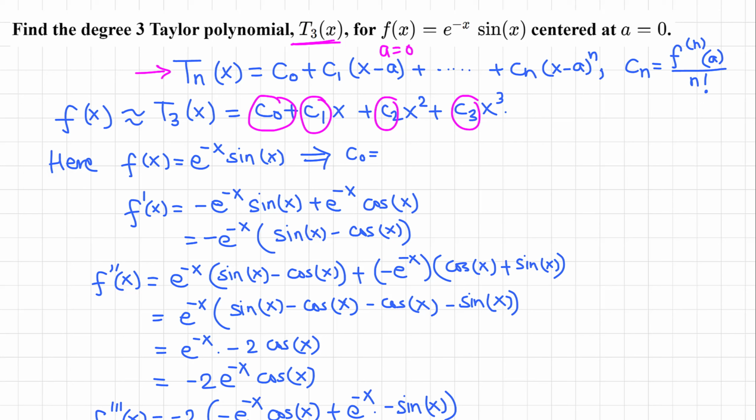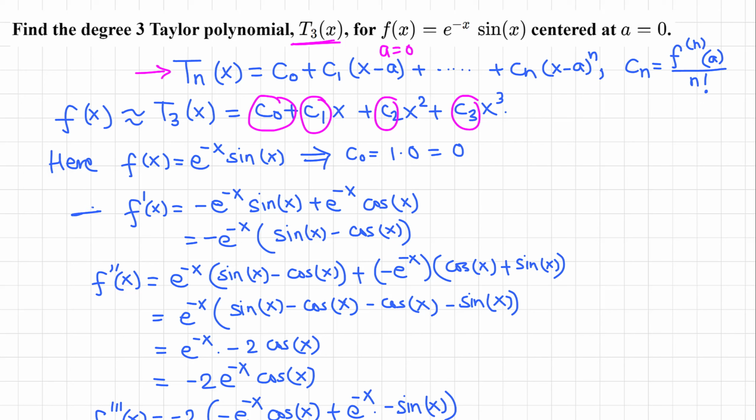Evaluate at 0 and divide by 0 factorial, which is 1. So e to the negative 0 means e to the 0, which is 1, times sine 0, which is 0, so 0. Divided by 0 factorial, which is 1, so I didn't write that. So c0 is 0. Now let's find the first derivative.